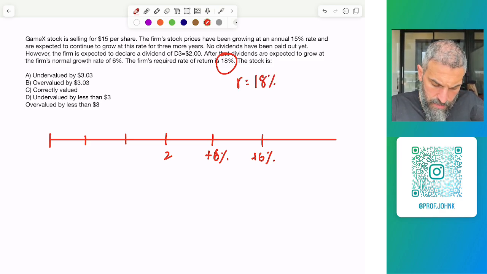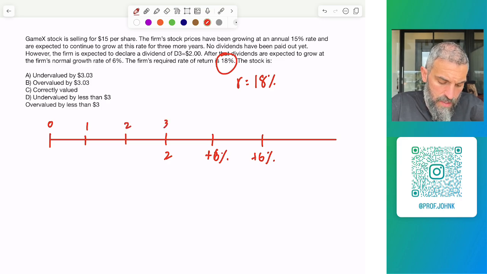And the question is whether or not the stock is overvalued or undervalued. So really what you want to find here is the correct price by using the dividend discount model. So we're going to discount these dividends back to time 0. So what we have is a constant growth DDM, but starting in year 3.